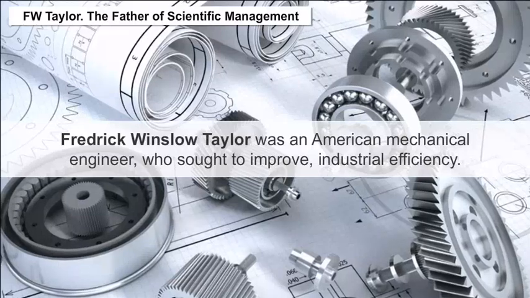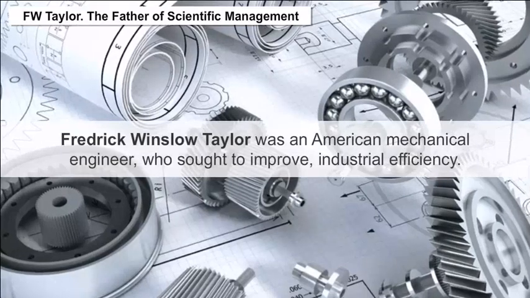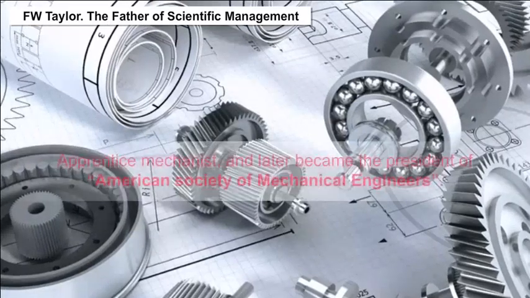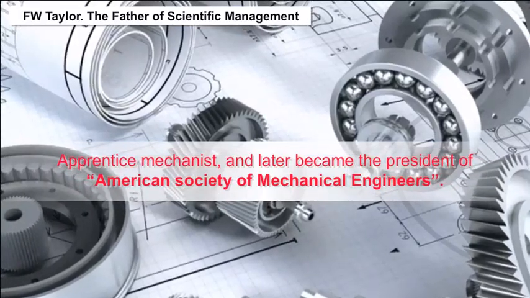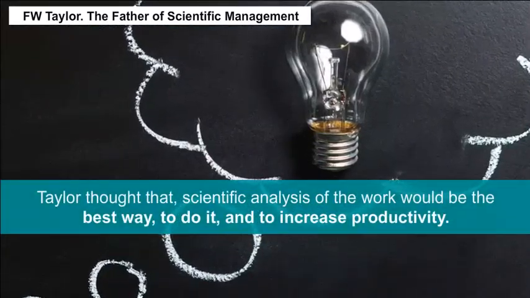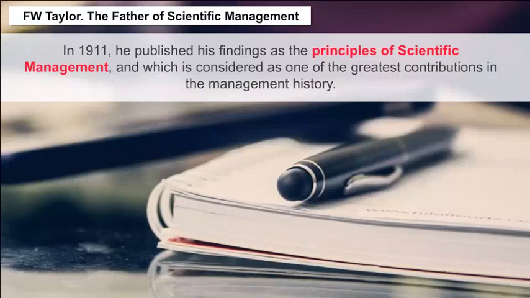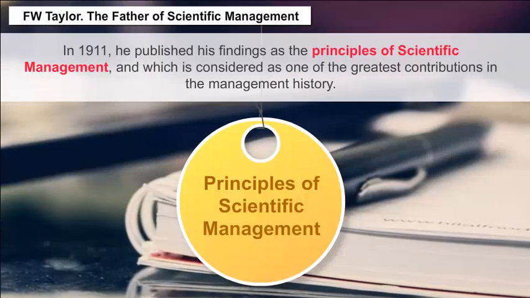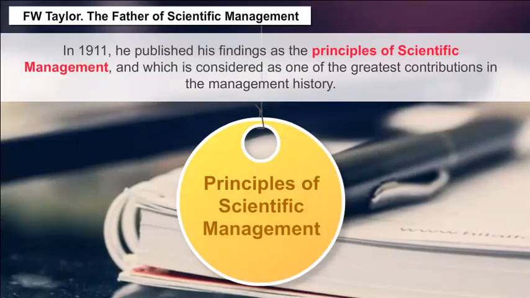Frederick Winslow Taylor was an American mechanical engineer who sought to improve industrial efficiency. In 1874, he started his career as an apprentice mechanist and later became the president of the American Society of Mechanical Engineers. Taylor thought that scientific analysis of the work would be the best way to do it and to increase productivity. In 1911, he published his findings as the Principles of Scientific Management, which is considered one of the greatest contributions in management history.